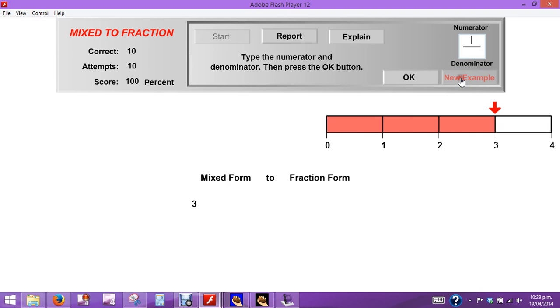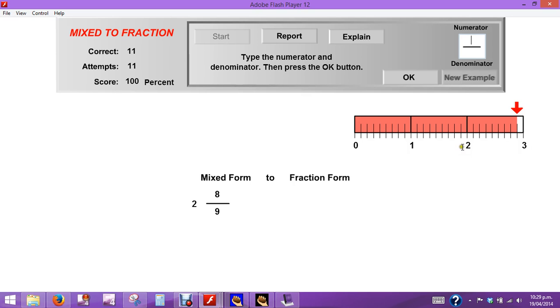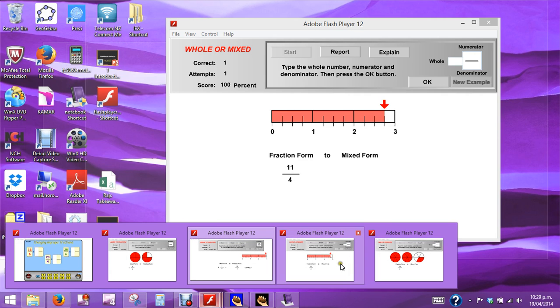Cool. Okay, next one here, 3, we can quickly write that as 3 once, and we're good with that. And next one here, it's nearly 3, isn't it? It's 2 8/9. We're 8/9 of the way along to 9/9. So I've got 2 times 9 is 18, plus 8 is 26/9. Correct. Okay, let's have a look at some circly ones before we move on.